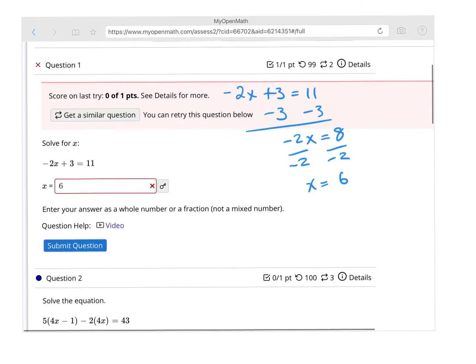So if you ever get stuck on a question or you're not sure what to do, you can always hit that question help. Now, that's not going to say that that question will necessarily answer your question completely, so if you do still have questions, please feel free to ask.